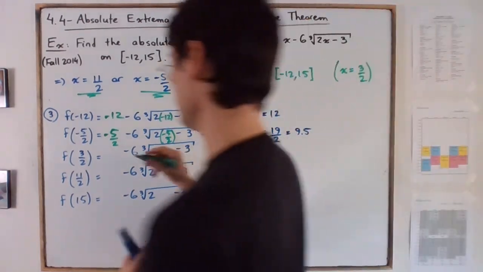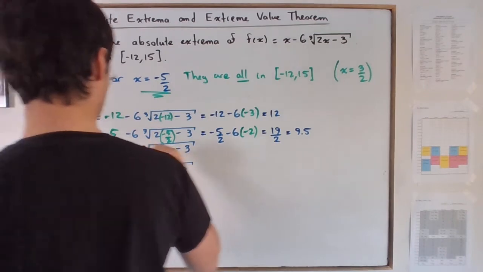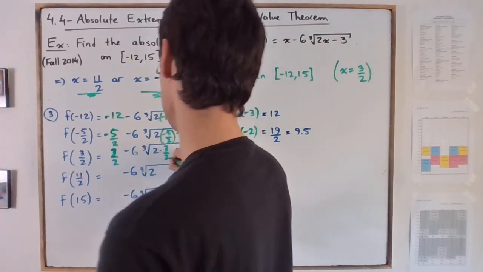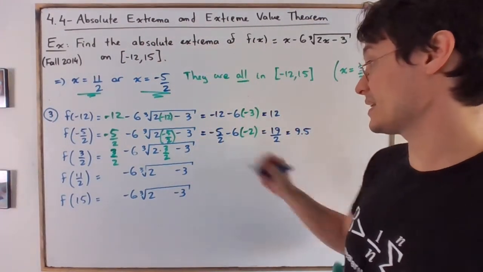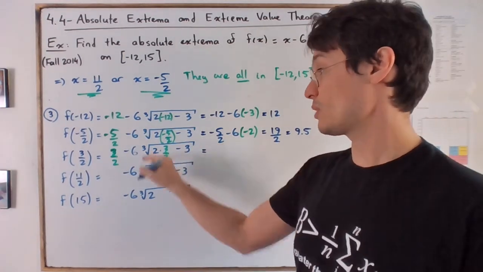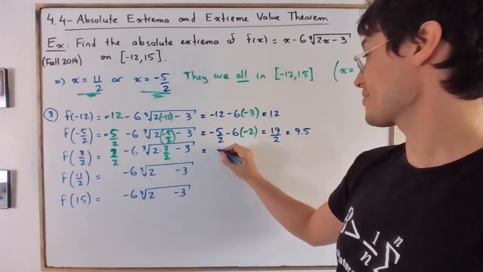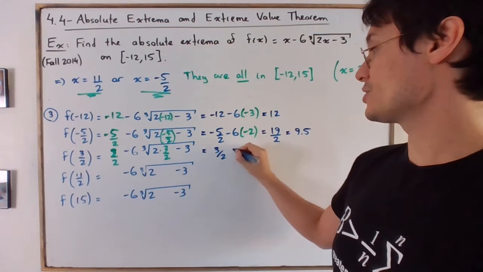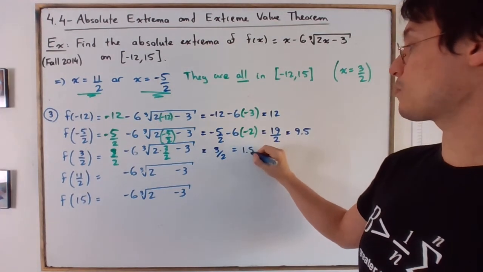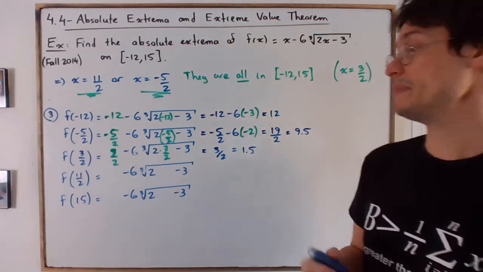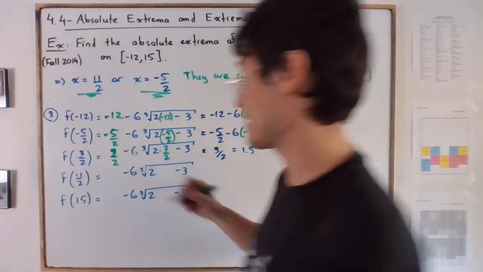Now 3 over 2. So all right, here. This one is probably the easiest because this will evaluate to 0. So we simply get 3 over 2. And just to compare it with everything else, 1.5. So currently this is the minimum. Now 11 over 2, let's have a look.